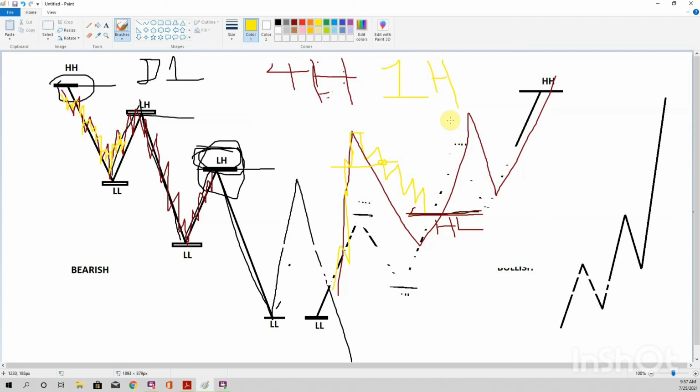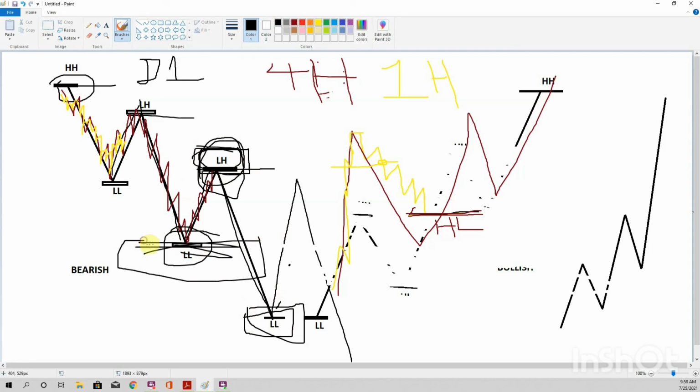Say black. So for this lower high to be valid, it has to create a lower low and break below this previous one. If this lower high doesn't break this lower low, I have no reason in believing this is a lower high because it didn't break structure, right? I hope this is making sense.